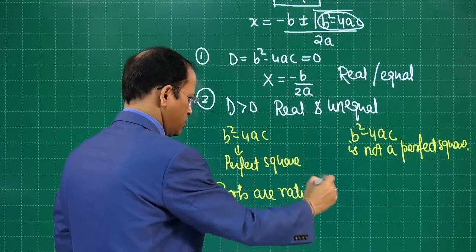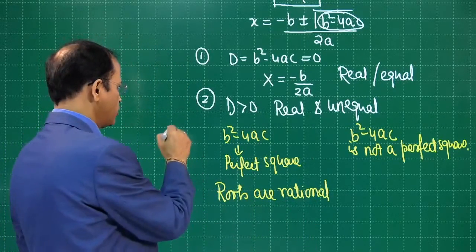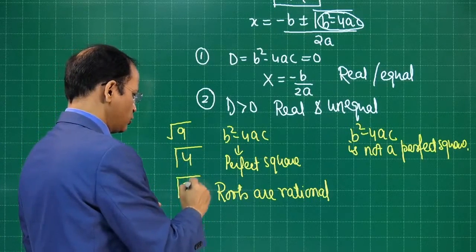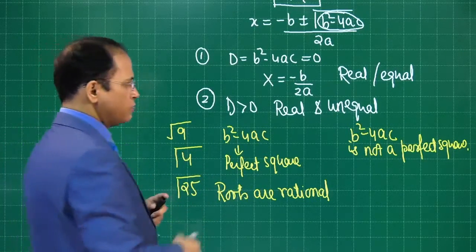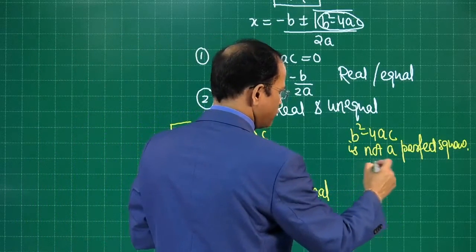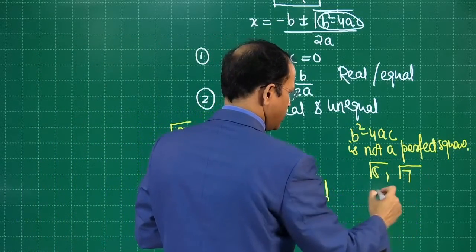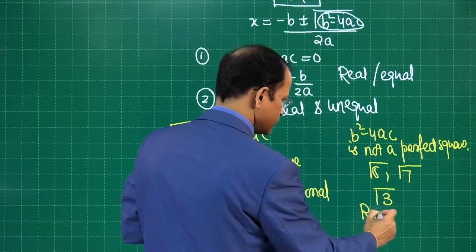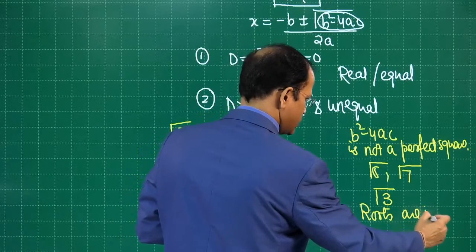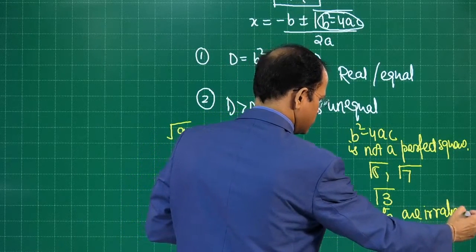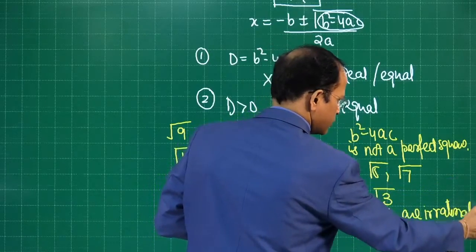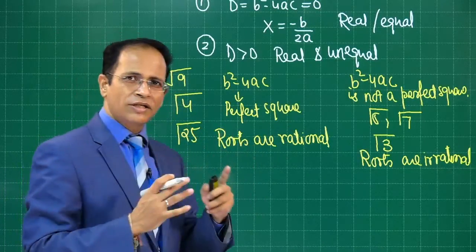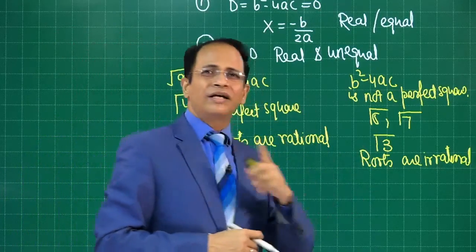So when you talk about perfect squares, we are talking about, say, root 9, root 4, root 25, right? This is what we have. Suppose it is not a perfect square, say root 5, root 7, root 3, right? So here the roots are irrational. Got it? These are irrational. If it is a perfect square, it's fine, roots are rational. If it is not a perfect square, then roots are irrational.